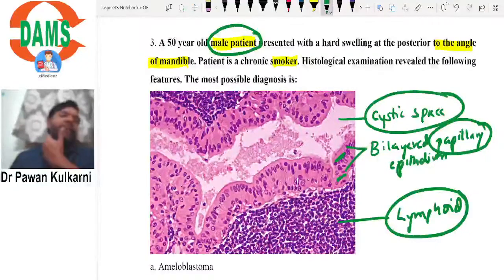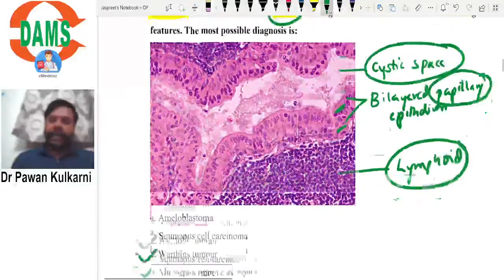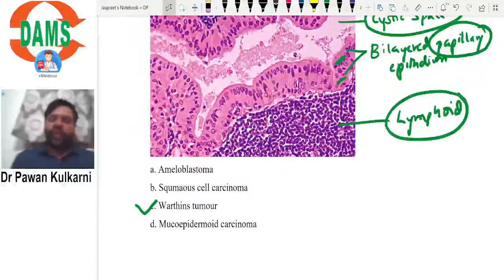Obviously, near the angle of the mandible, we have the parotid gland. So behind we'll have a parotid gland, so it is involving the parotid. The patient is a smoker. We know that smoking is one of the predisposing factors for Warthin's tumor. So male patient, parotid involvement, smoker, with the histological features of three components: cystic lumen space, papillary layer of the epithelium, and lymphoid component. It is Warthin's tumor. So what is Warthin's tumor after all?